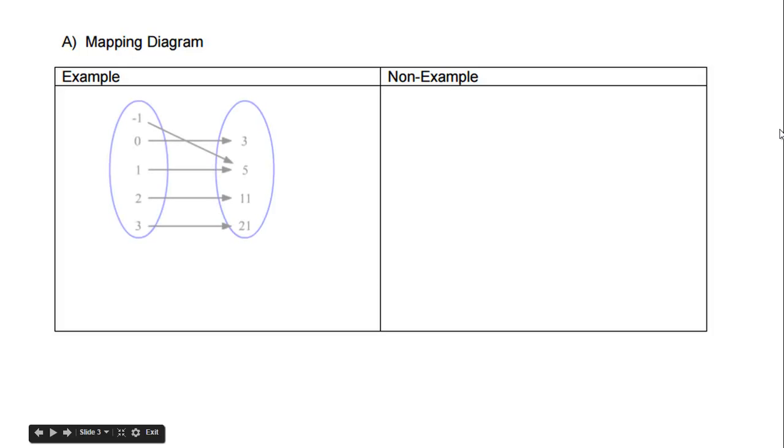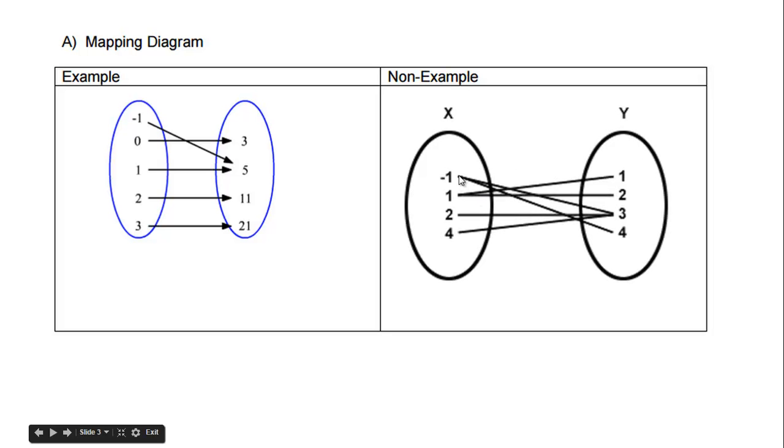We're just going to show those examples the same way we had the mapping diagram, where you don't have to write so many, but each one goes to only 1. It's okay that -1 and 1 both point to 5. That's not the problem. The problem with a non-function is that -1 would point to 3 and 4, and 1 would point to 1 and 2, and that's the problem.